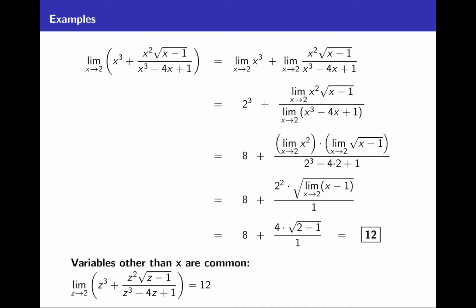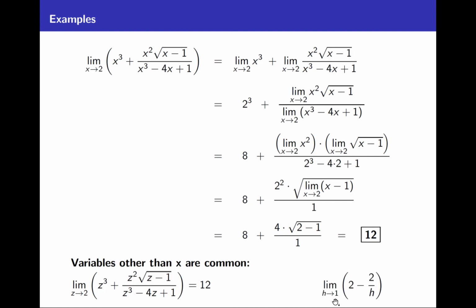A couple of comments. One is that variables other than x are common. I use x a lot because we think of x as being a variable, but you could have the limit as z approaches 2 of this expression, where x's are replaced by z's. It doesn't really matter what the variable is as long as you're consistent. This is going to work out to 12, just like it did here.